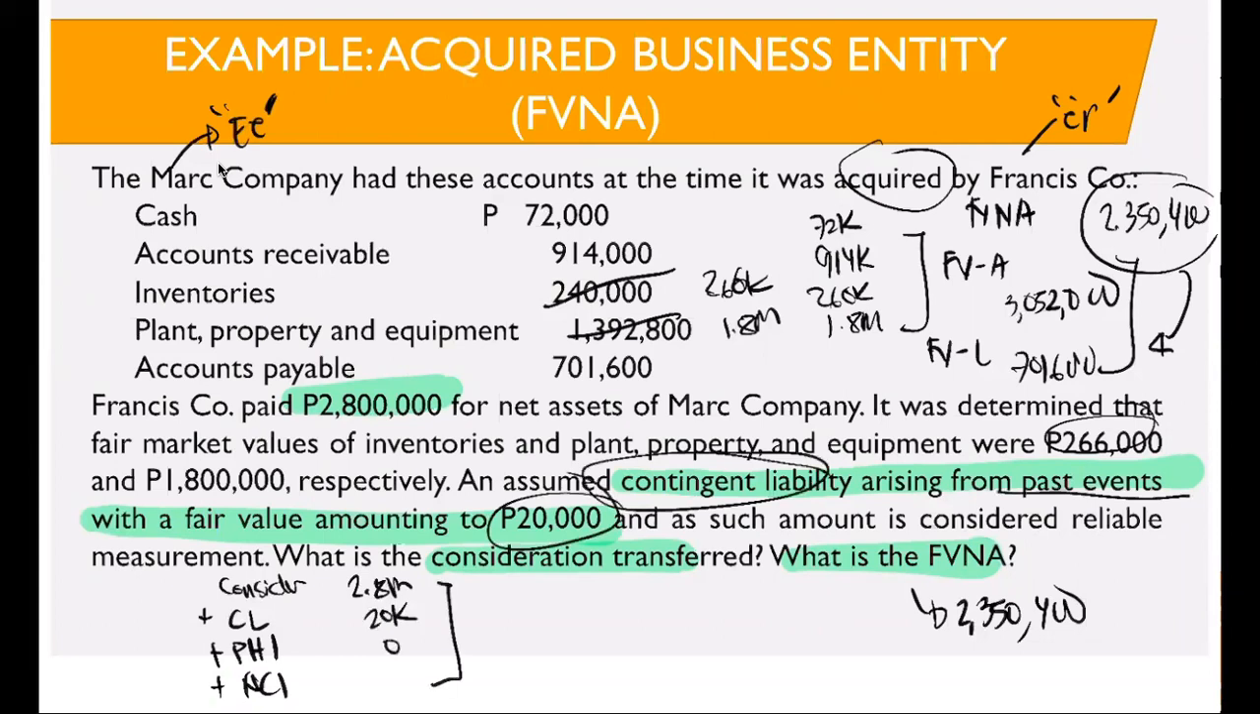So how much then? There's no previously held interest. There's no non-controlling interest. How much is the consideration transferred? 2,820,000. 2,820,000. Okay?